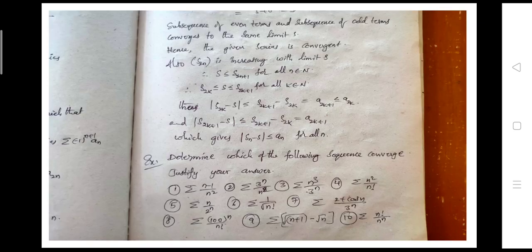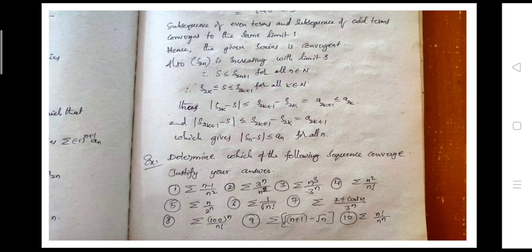Continue the next slide. And this is equal to the subsequence of even and odd terms, and that is equal to S plus 0 is equal to S, and therefore S is less than or equal to S_{2n+1} for all n belongs to capital N, and S_{2k} is less than or equal to S_{2k+1} for all k belongs to capital N.